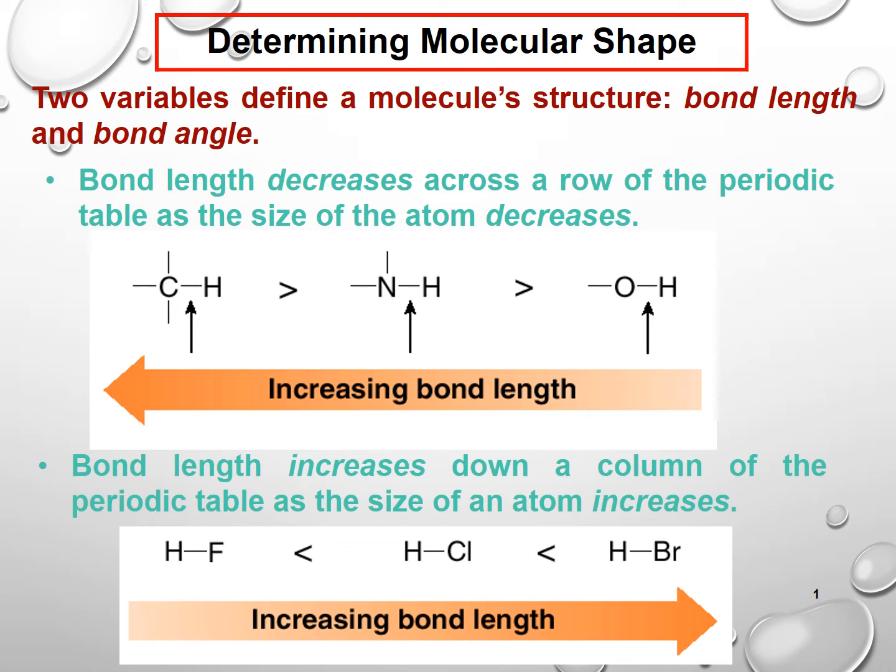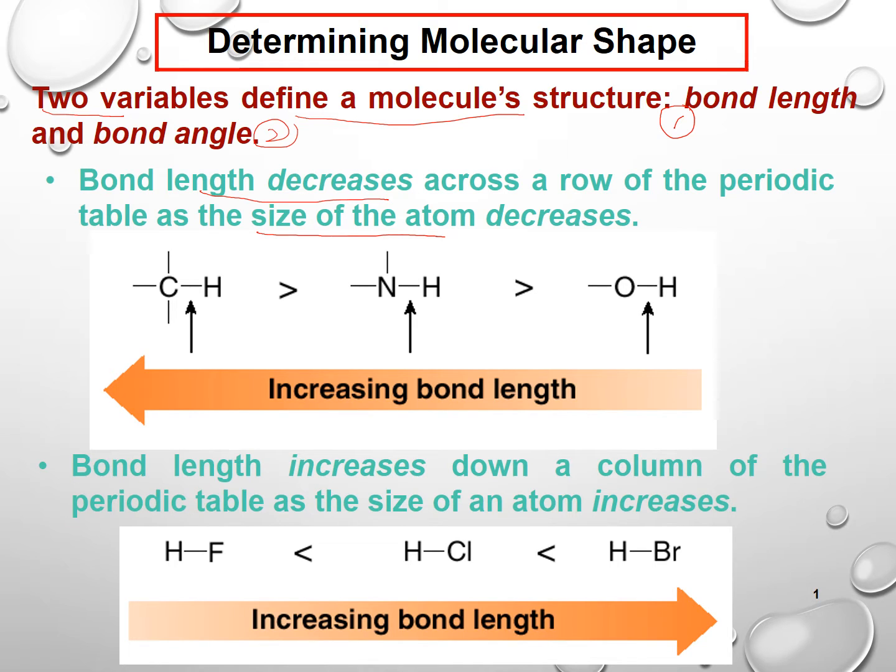Okay, determining the molecular shape, there are two variables that can define a molecule's structure. The first one is the bond length and the second one is the bond angle. So for the bond length, it will decrease across a row of the periodic table as the size of the atom decreases.